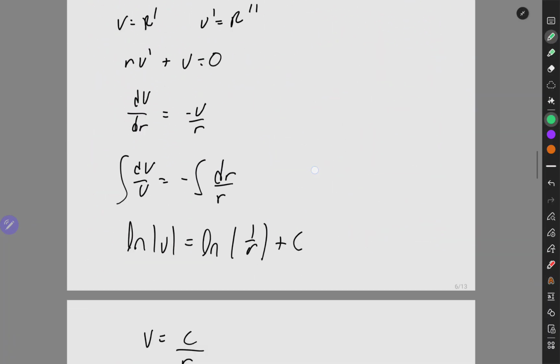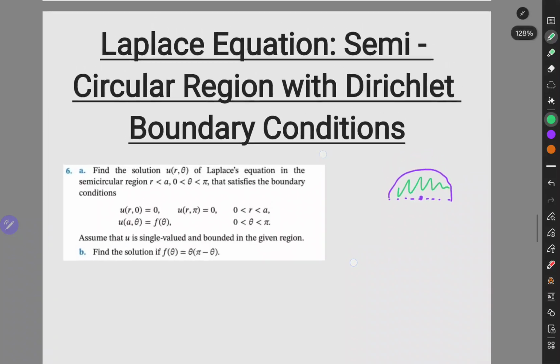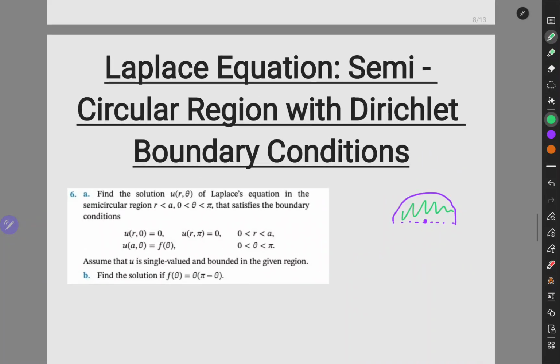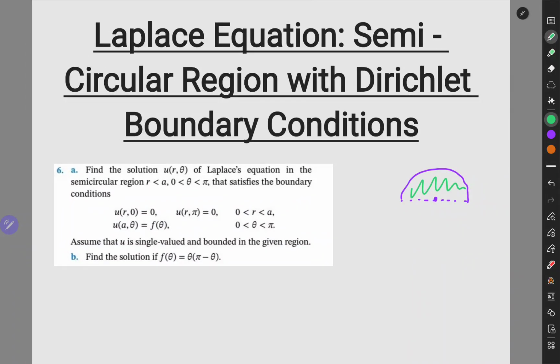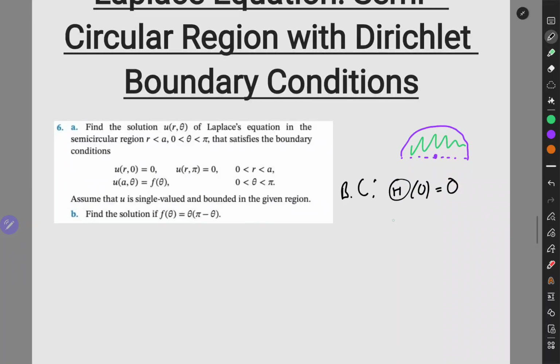But for this one, we have actual conditions. Imagine it's like the rod from the heat equation, but it's bent. On the ends we have, those are like the ends of the rod. It's just a bent rod, so we have these polar coordinates. So for our boundary conditions, we have Θ of 0 is 0, and Θ of pi is 0, assuming u is single valued and bounded in the given region.